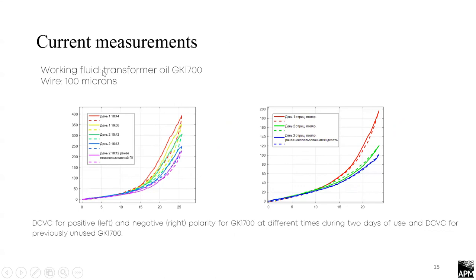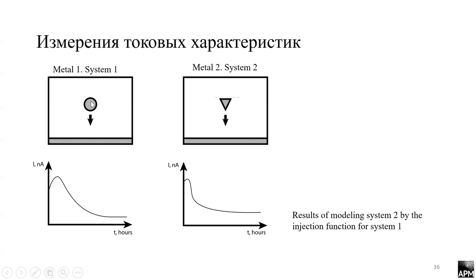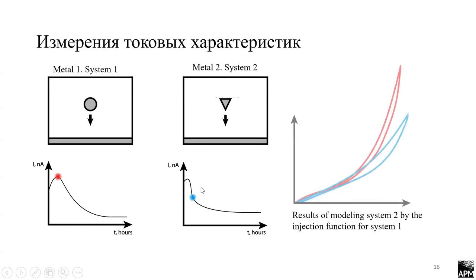And here is the result for transformer oil for a wire of 100 microns on different days. And as we can see, the system changes. And it is not very good because we want to take one electrode, 100 microns, and another electrode, 45 microns, and it is very important that the state will be the same on these electrodes. So what do I mean? If we have two different systems and we have something like this going on, current with time in this system, and if in this system we obtain the current-voltage characteristics in this state and in this system in that state, it means that when we try to find the injection function and compare the simulation and experiment, we will have a discrepancy.